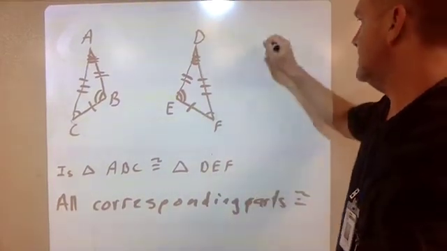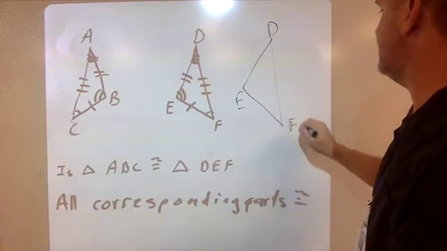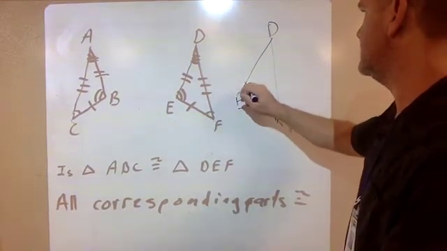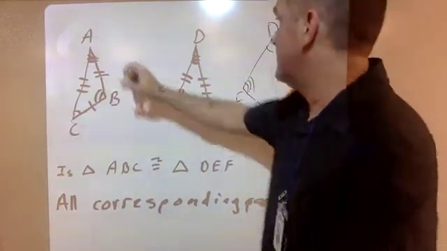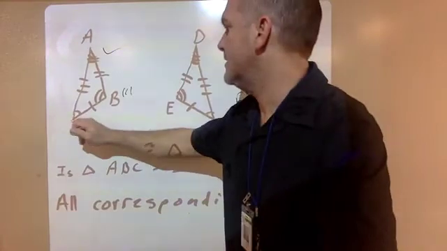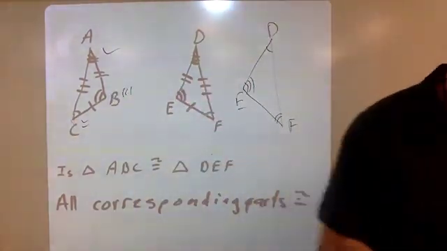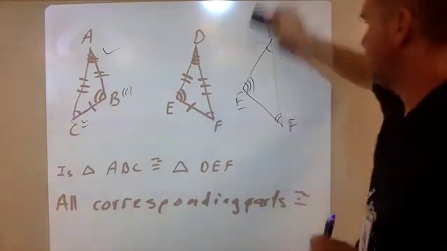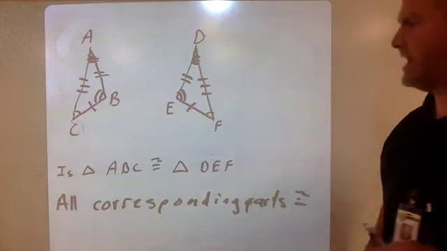Like I could have done this. Here's D, E, F. I could have said this was 2, this is 3, and this is 1, as long as I had 1 here, 3 here, and 2 here. So as long as they match, it doesn't matter how many you have, okay? All right, so those are the 6 corresponding parts, 3 angles that correspond and 3 sides that correspond.